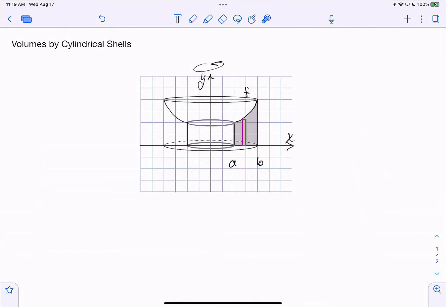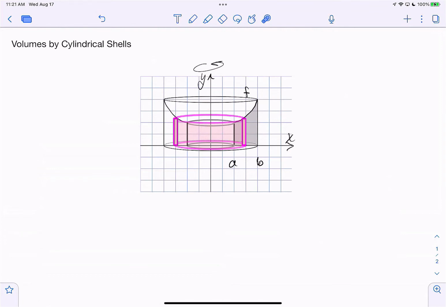And as before, we're going to consider what happens with a representative rectangle when we rotate. As this representative rectangle rotates through space, it's going to make a cylindrical wall. To imagine this cylindrical wall, think about if you had a tray of Jell-O and you took a toothpick, stuck it into the Jell-O, and then moved it around in a circle.